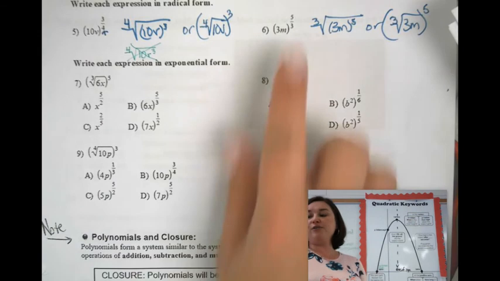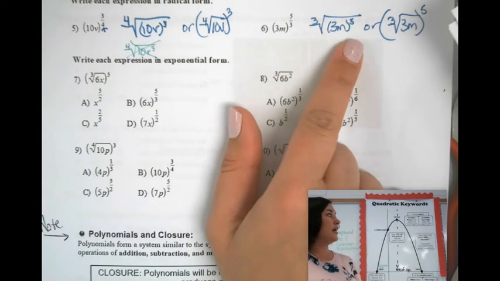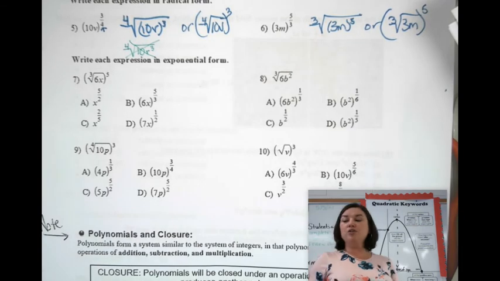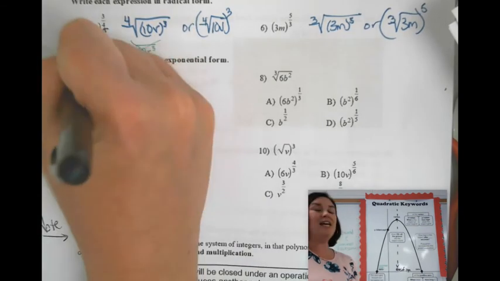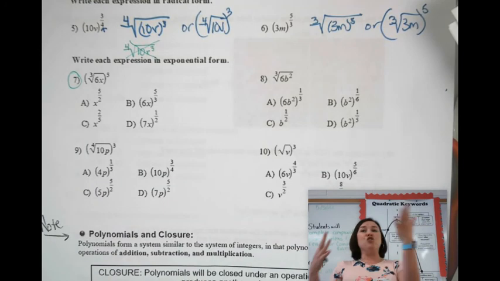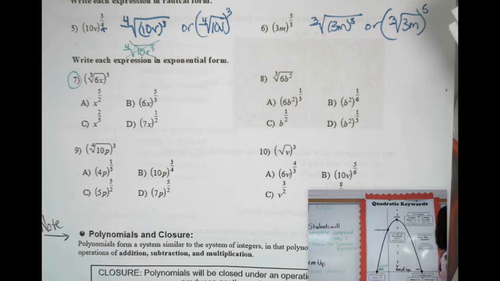Same thing over here. 3's in the denominator, so that's a cube root. The 5's in the numerator, so that's the exponent. Any questions? All right, so now what I want you to do is try number 7. It's going in reverse. It's starting in radical form, and you've got to switch it to exponent form. So try number 7. You're starting with the answer going back to this.